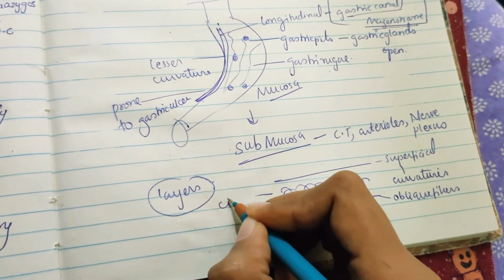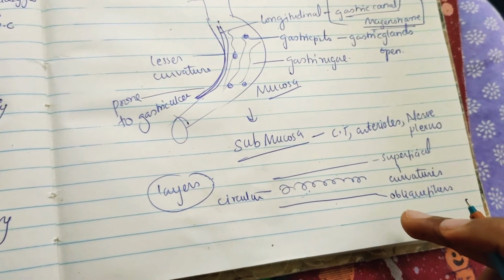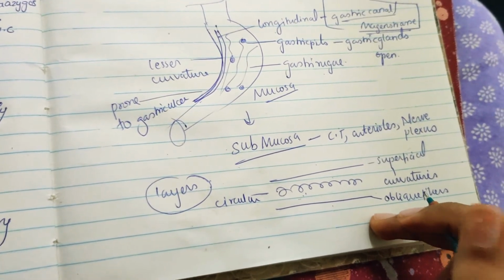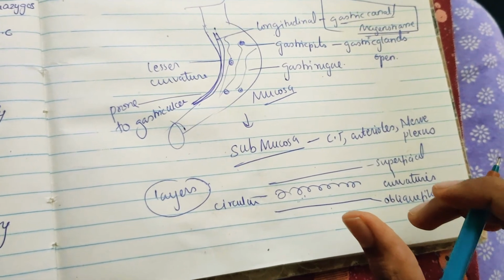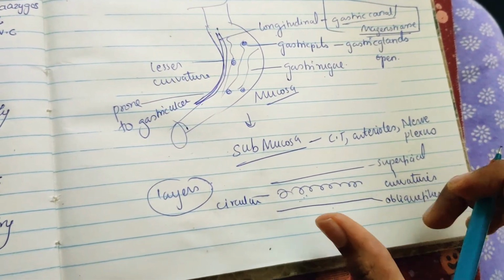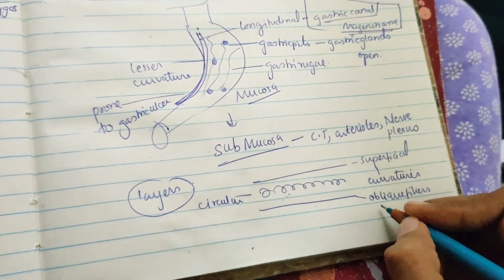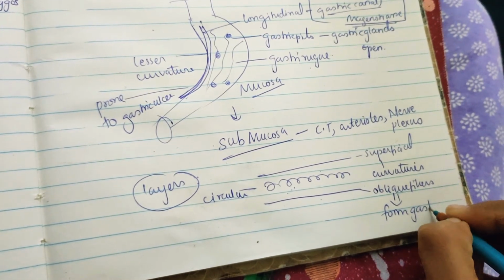So these are circular. Next you have the innermost, deepest oblique fibers, which loop over the cardiac notch, and some fibers also spread in the fundus and body. The rest form a well-developed ridge on each side of the lesser curvature. So these fibers, especially on contraction, form the gastric canal for passage of fluids.